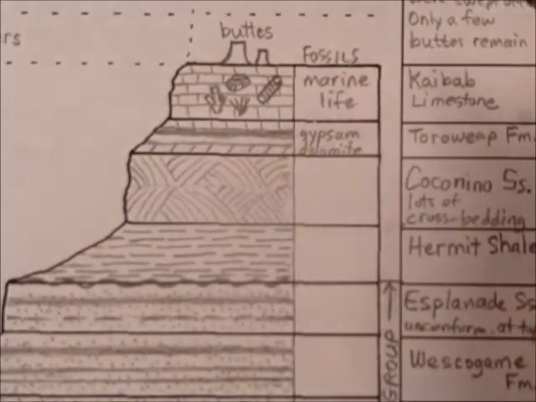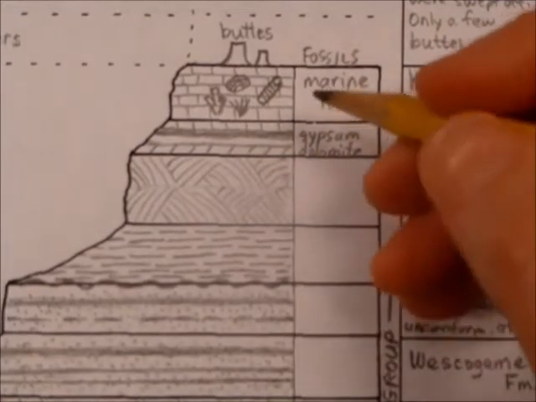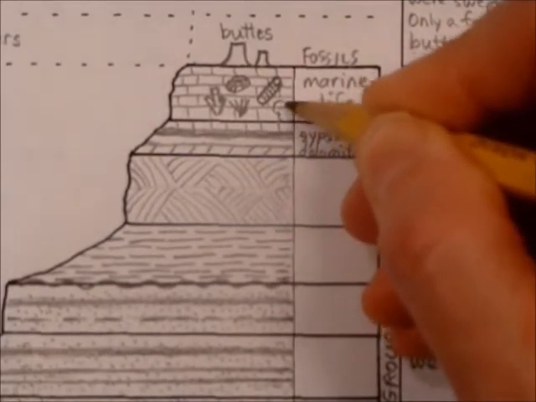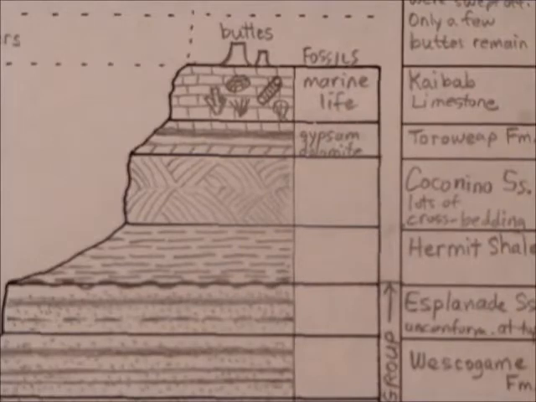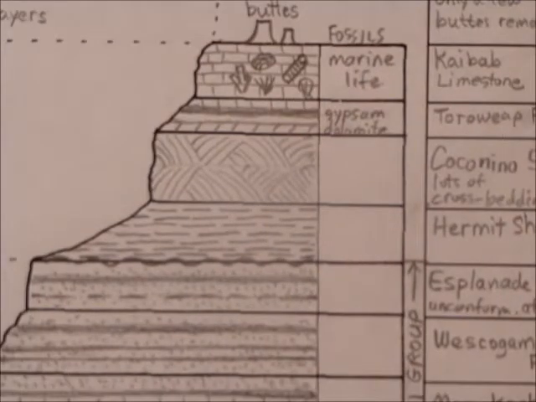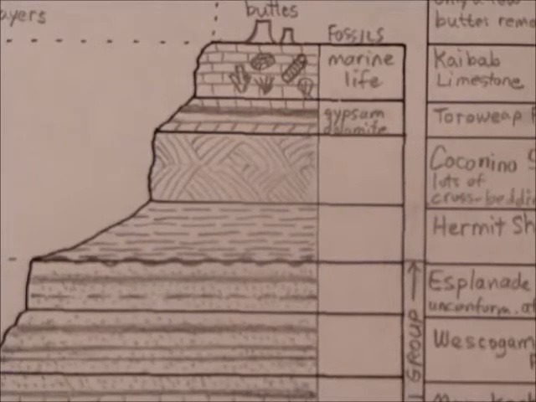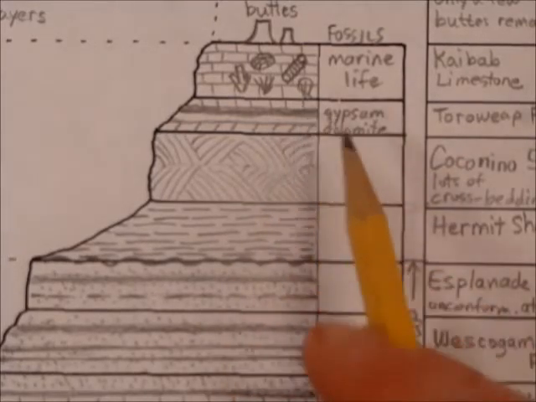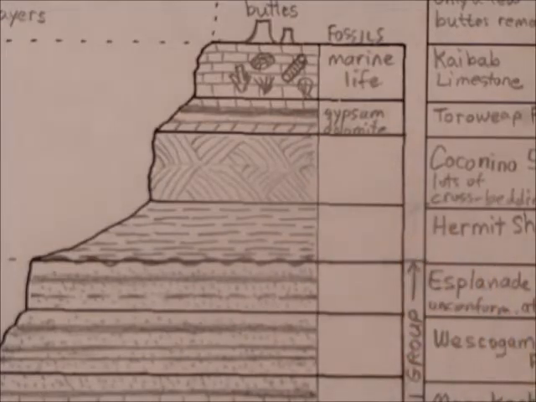What you can't draw is trilobites. Do not draw a trilobite because the trilobites are not found until the way, way lower layers on the bottom. And then in the Toroweep formation, we have fewer fossils, and I'm not even going to really complicate it since we don't have very many. So I have this layer of gypsum and dolomite. I'm just going to leave it like that.